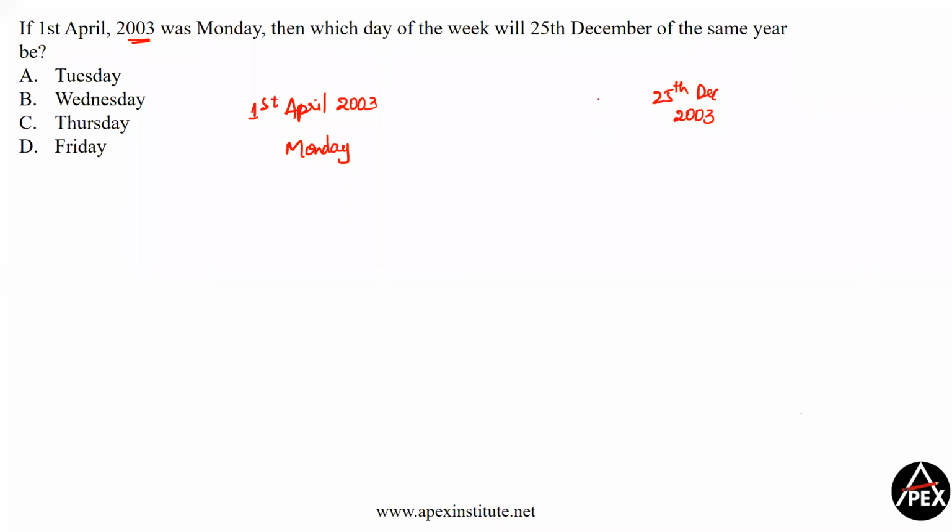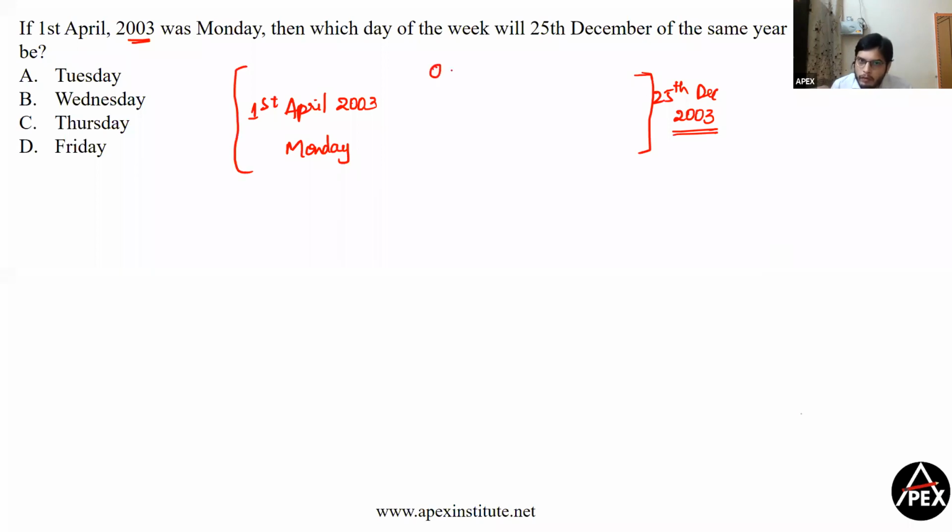Fine. 1st December of 2003. What has to be done? Find the total completed days. Before going to total completed days, you need to find the total number of odd days here. Add this to Monday and you will get 25th December. We need to find the total number of completed days, find the total number of odd days, divide that by 7, find the remainder, add it to Monday.